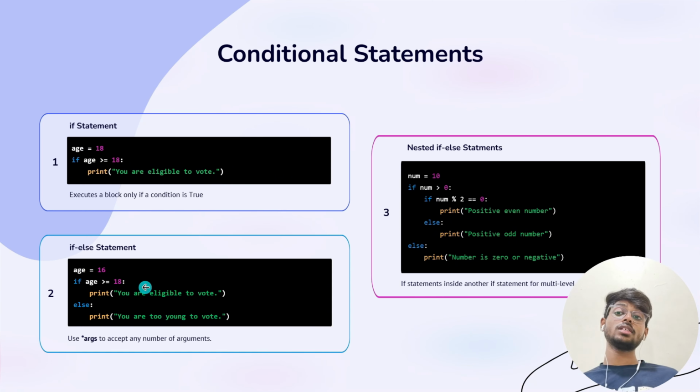Now, if it is not greater than 18, in this scenario where 16 is less than 18, it prints you are too young to vote. What if I have multiple conditions to be satisfied?